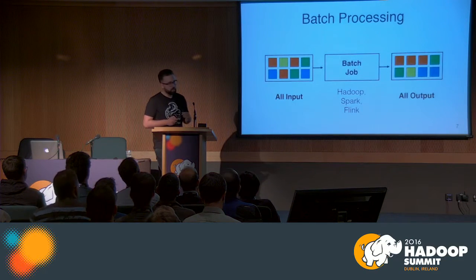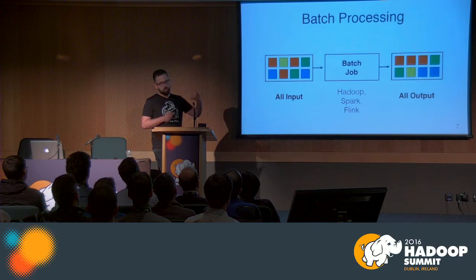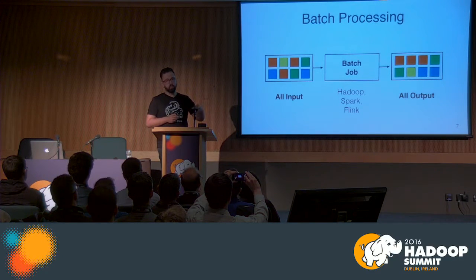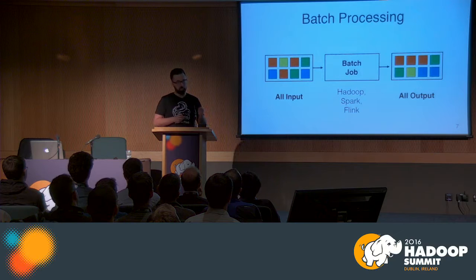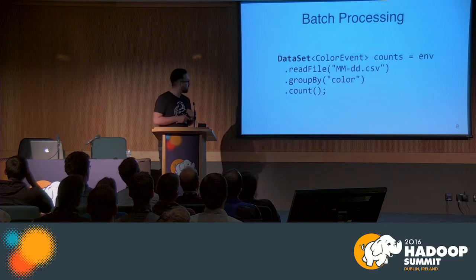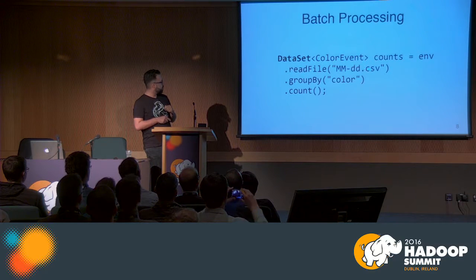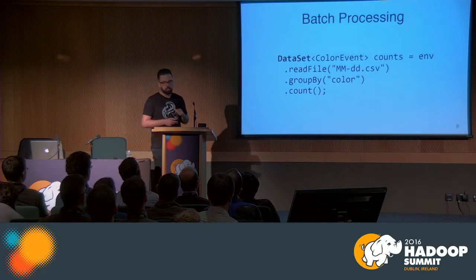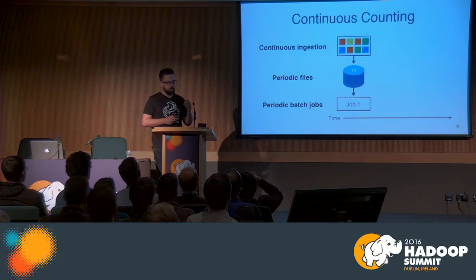Looking at this from the batch side of things, you usually do this by gathering all your inputs. You pick your favorite stream processor, be it Hadoop, Spark, or Flink, implement the job, run it, and then you get all of your output. This sounds very simple, and with the tools it also gets very simple. For example, here's a program written in Flink's dataset API. We have a data set of the events. We read them from a file, partition the data by some attribute, in this case the color, then we do the counting.